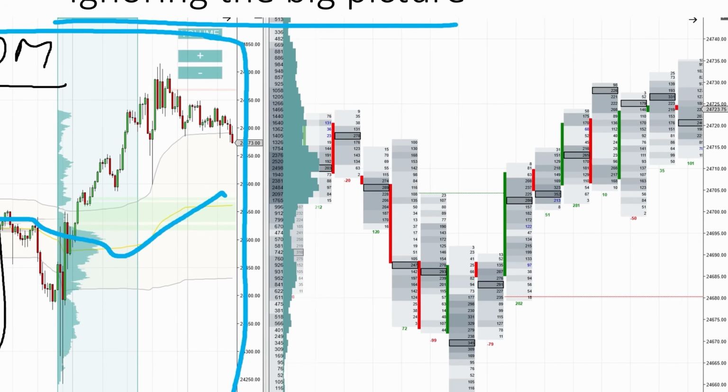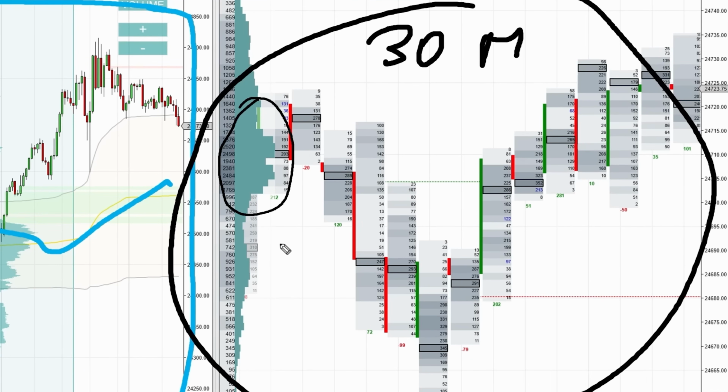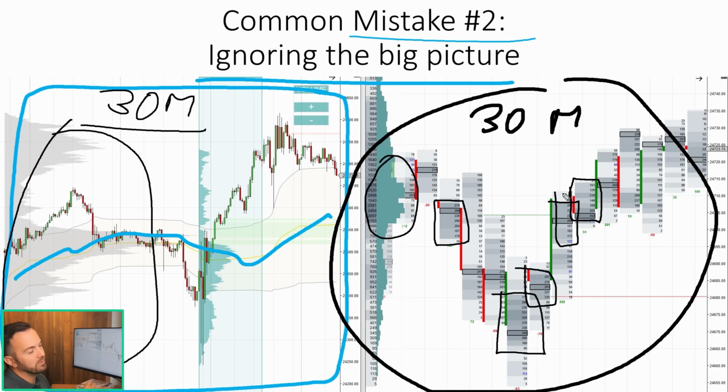You can also use something like this. This is also a 30-minute chart, but in this case it is a footprint chart, but it still shows you the big picture because there's the volume profile, and also you are seeing that there are those heavy volume clusters that are very important in your decision making. So this also gives you sort of a bigger picture, right? So have those on your screens.